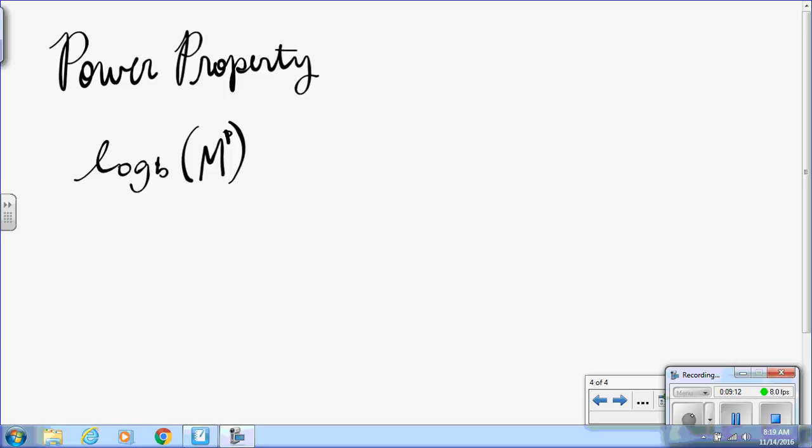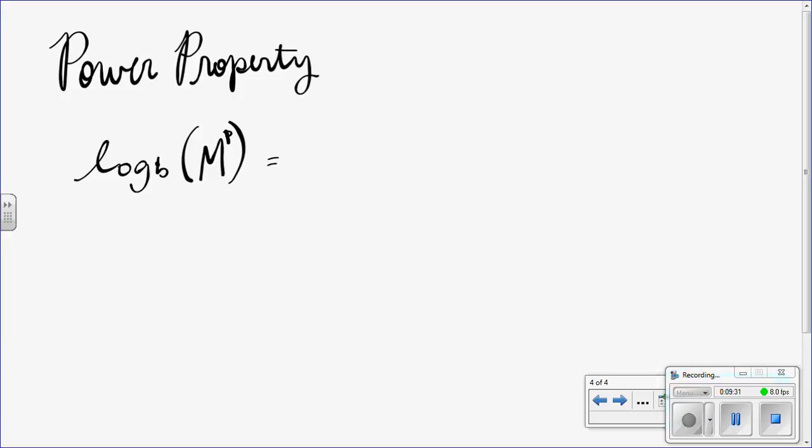Alright, so back to this. Power property. Let's think about this for a minute. Multiplication became addition. Division became subtraction. What do you think of power? Put it in the front of the log. It's going to become multiplication. It's going to be p times log base b of n. How do you think that would be useful if I'm using my chart? If I have my chart, how does that help me?